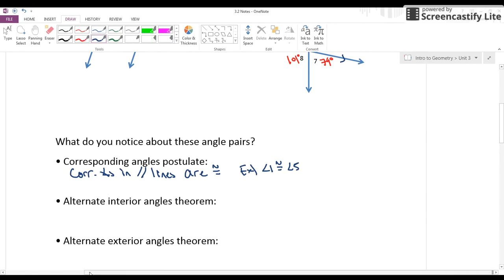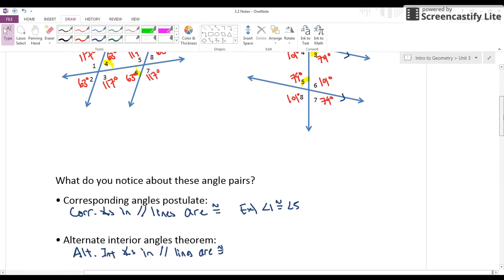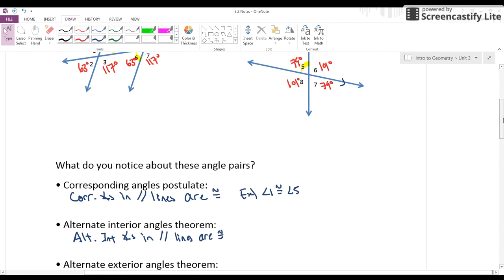And remember, not just any old alternate interior angles. We have to have parallel lines. So alternate interior angles in our parallel lines are congruent. So going back up again, we can look at angles 4 and 6, and angles 3 and 5 in both diagrams. So for example, angles 3 and 5, right, are congruent. All right.